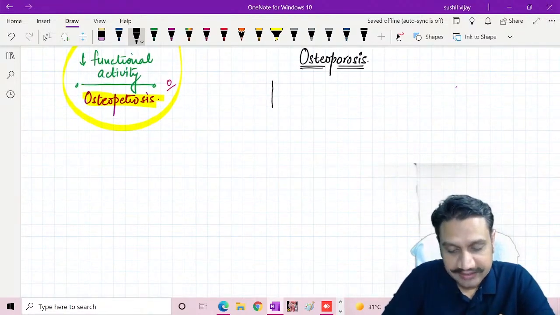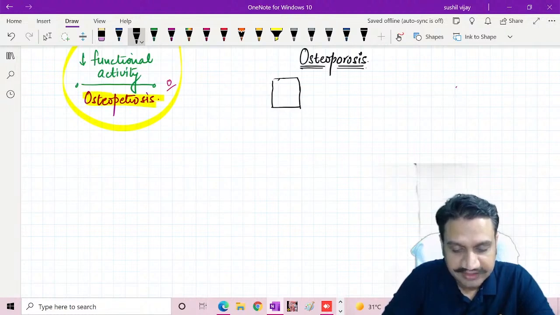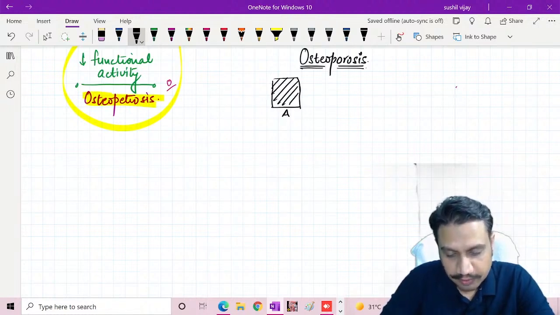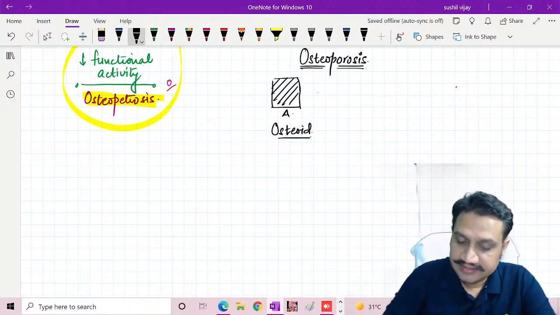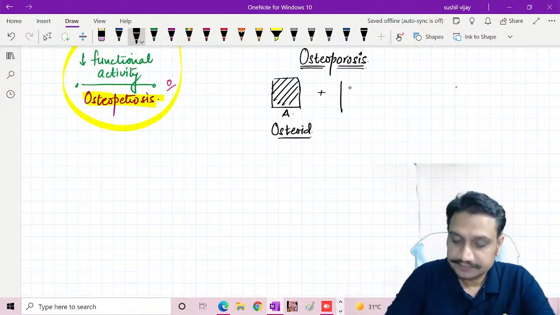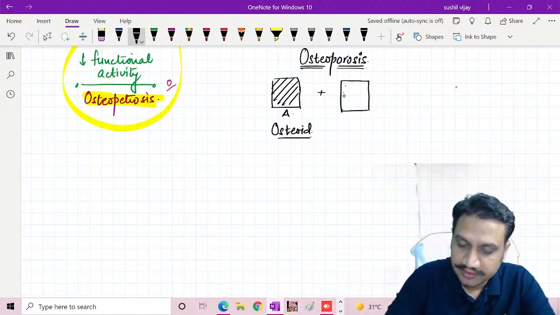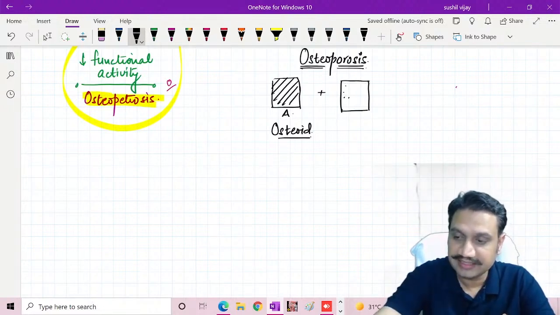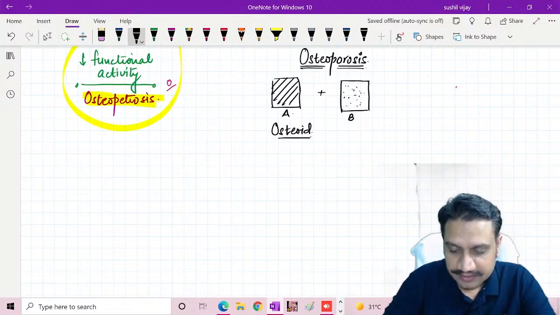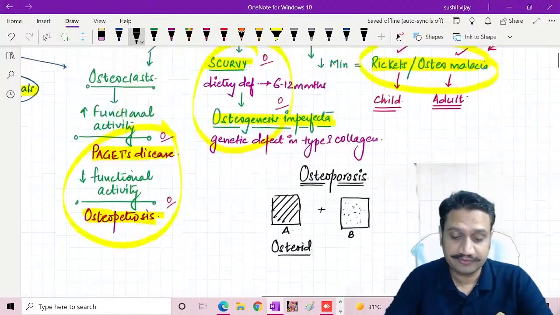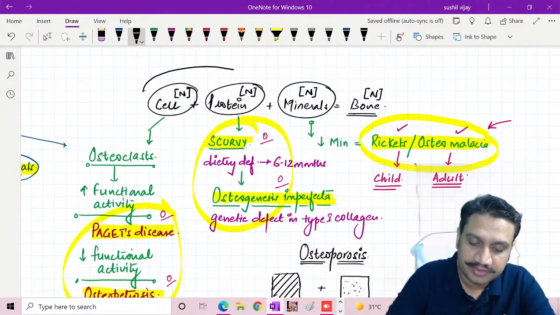If I try to make you understand with the help of these boxes, let's suppose this box is what you call osteoid. Second box, for this much of osteoid, I need this much of mineralization. So what is the osteoid that I forgot to tell you? Osteoid is a combination of these two, the cell and the protein. This is what you call the osteoid.